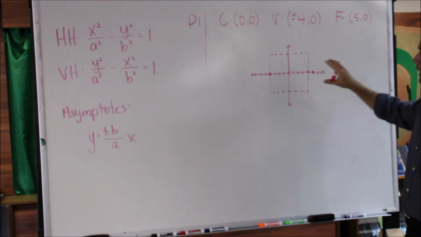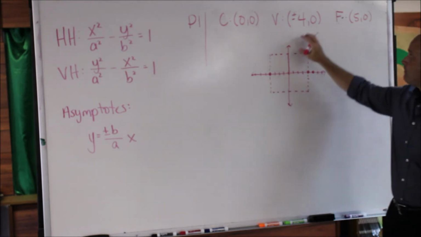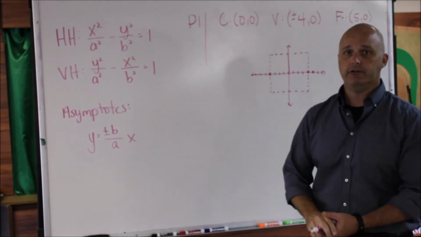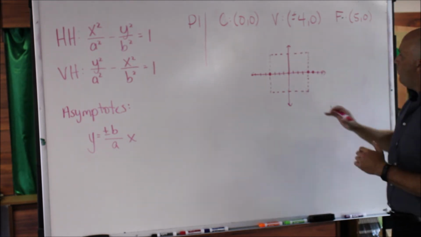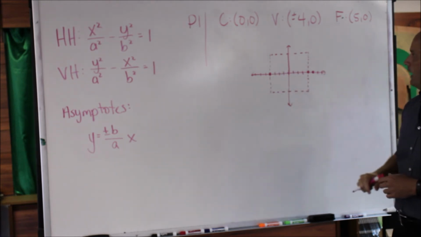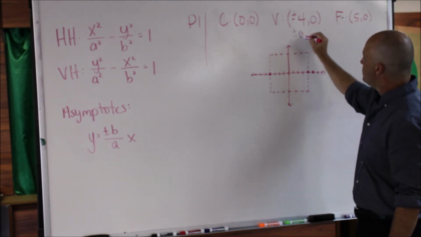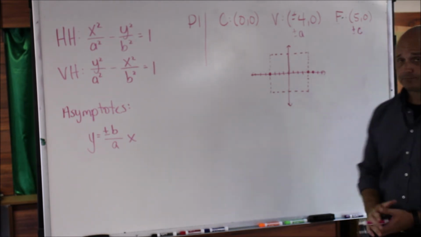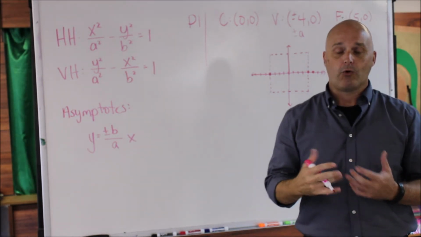So we've been given information for a horizontal hyperbola with a center at (0, 0), vertices at plus or minus 4, 0, and one focus at (5, 0). So you can see that I've gone ahead and plotted this on a coordinate plane. Now, our vertices again are at -4 and +4, and our focus is at 5. Remember that the vertices are plus or minus a, and the foci are at plus or minus c.